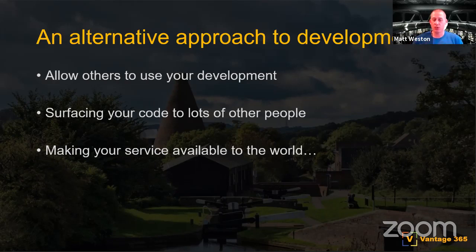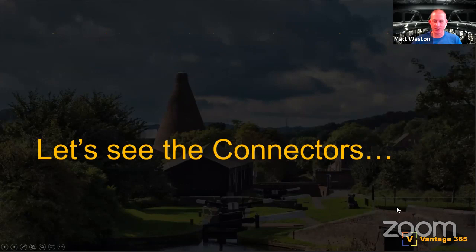So we can surface our code to lots of other people within our organizations or to our different customers, and look at ways that you can make your developments available to everybody in the world if you wanted to. Because what we're going to go through now is how we create a custom connector. We're going to look at the wizard-based approach again, how you can do all this through the user interface, how it builds a Swagger file, how it builds the API definition behind the scenes, and then we'll talk a little bit later on about how you can get that certified so you can get it published out to Power Automate, Power Apps, and Logic Apps. So let's see the connectors.